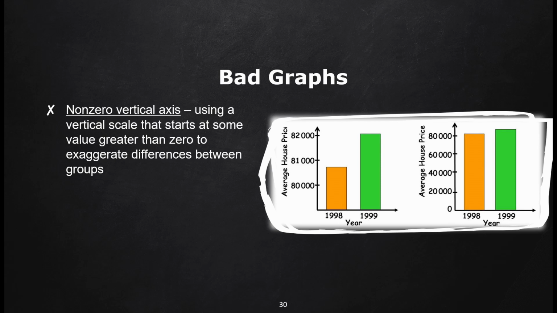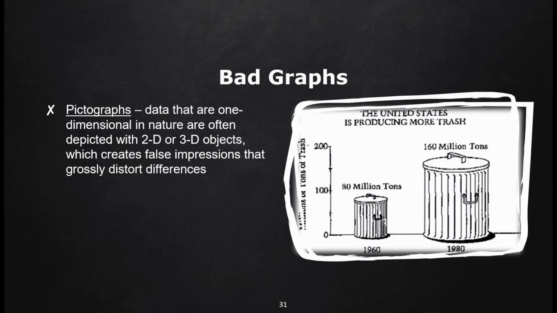Another way that data is distorted is with pictographs. Data is usually one-dimensional. It's just the value. But if you depict it with two-dimensional objects or three-dimensional ones, you're gonna distort it really bad. So here we got the United States is producing more trash. So in 1960, we got 80 million tons. It's like, wow, that's a lot of trash. But then you go to 1980 and oh my God, the United States is the worst country. It's producing so much trash, it's gonna kill all life on the world.